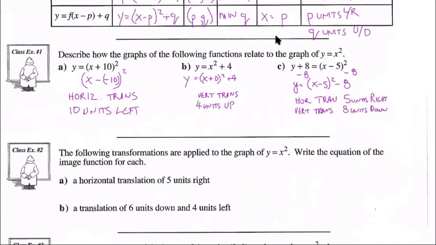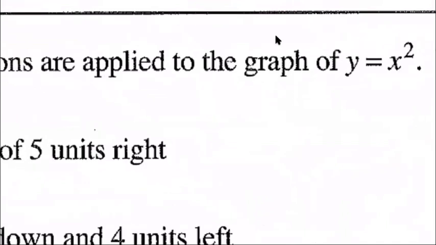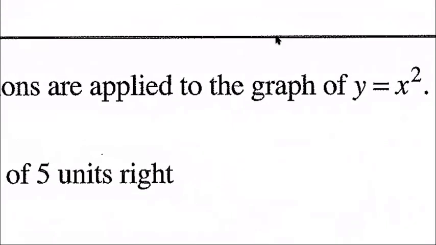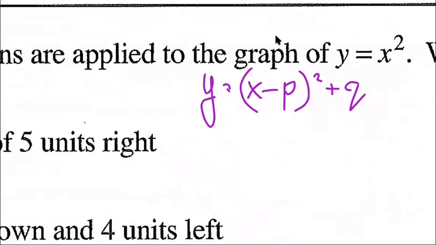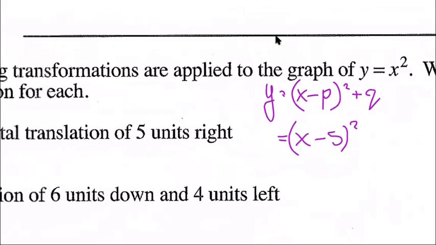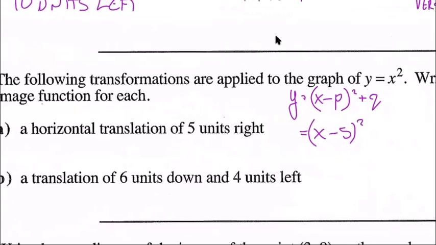Example number 2. The following transformations are applied to y equals x squared. Write the equation of the image function for each. Horizontal translation, 5 units right. So we have y is equal to x minus p squared plus q. We're going left and right, so that's a change in p. It's going right 5 units, so it's got to be positive. So it's x minus 5 squared. Nothing happens up or down, so q doesn't exist. So technically plus 0, we don't need to write it.